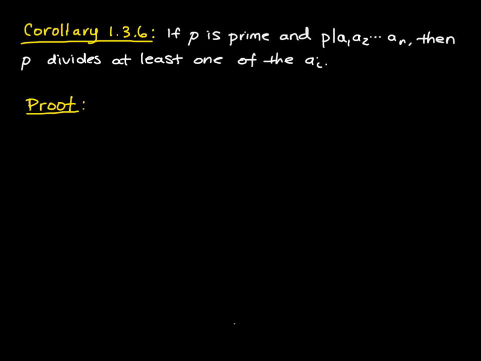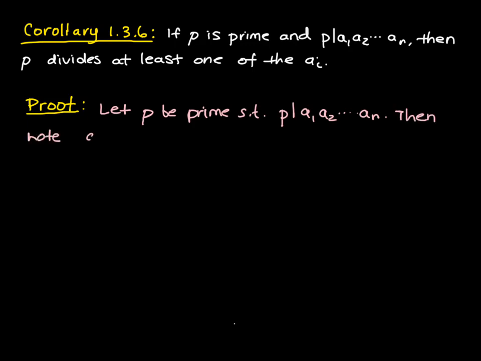So let's just assume what we're given. Let P be prime, such that P divides the product of n numbers, and we're calling those a sub 1, a sub 2, a sub 3, etc., all the way up to a sub n. Then note that we can write that the product of a1, a2, up to an is just equal to a1 times the product of a2 up to an. Put an a3 there so you kind of see what's happening.